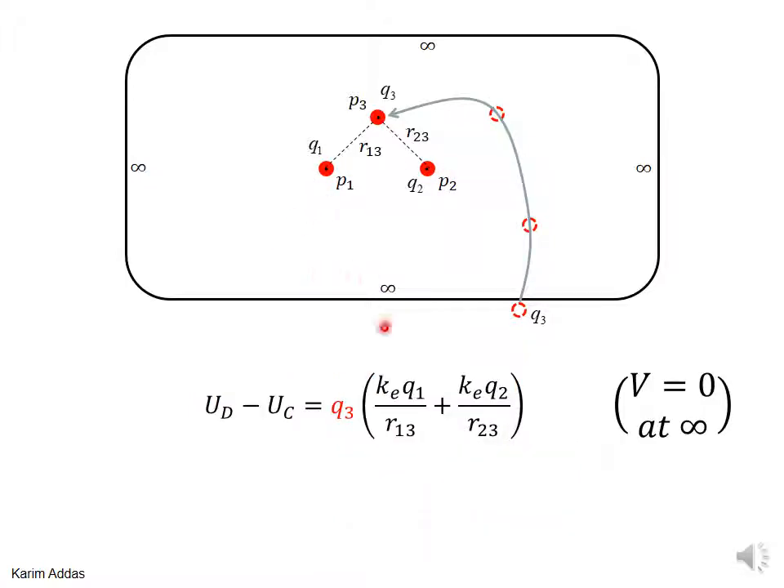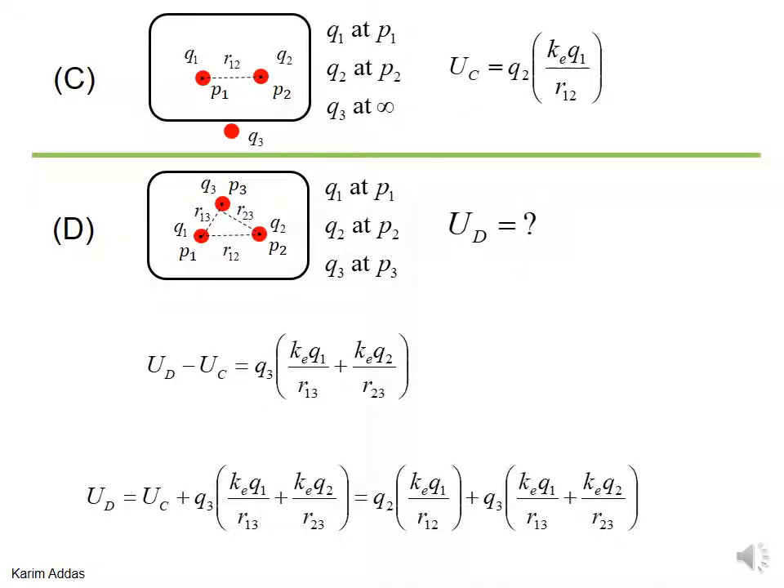So that means we get the potential due to Q1 at point P3, which is KEQ1 over R13, and we get the potential at point 3 due to charge 2, which is KEQ2 over R23. You add these two, this gives you the total potential at point 3 due to both charges, compared to the potential at infinity, which is 0. So now we got the result that UD minus UC is this.